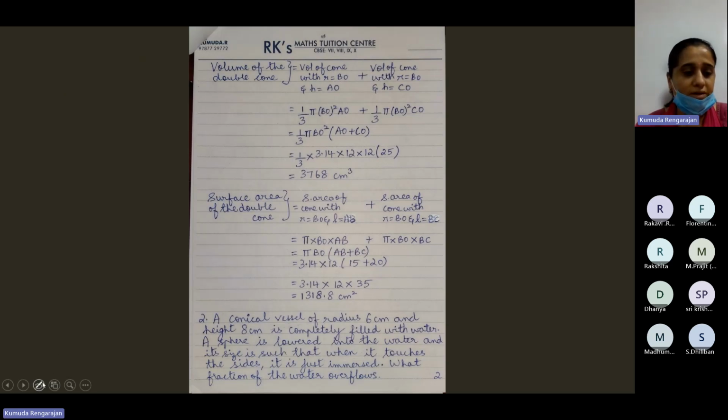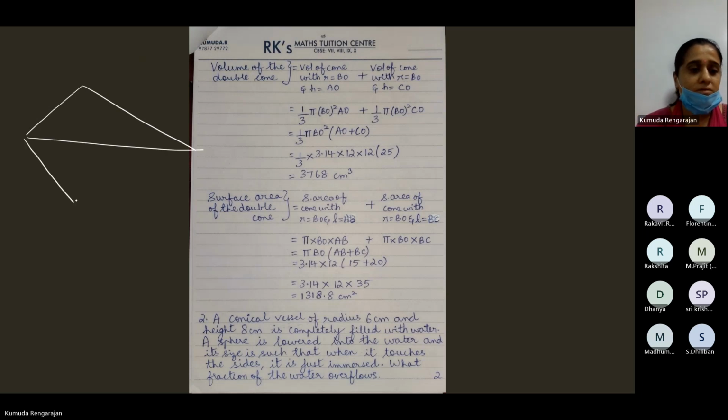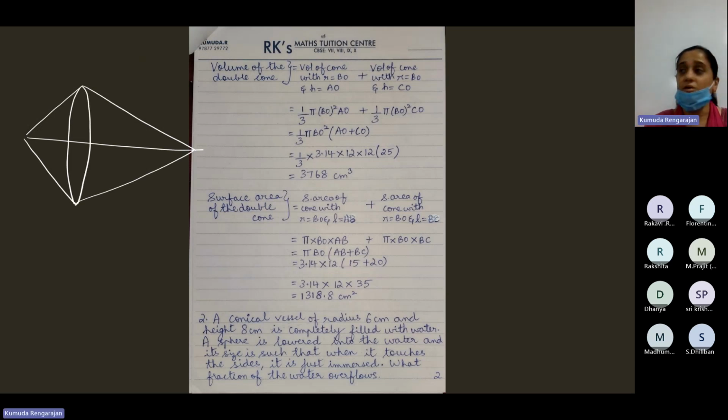I want to draw it like this, but it's too small there. So let's see it like this, children. Please see here. So this is one cone. Can you see that? This is how the cones will look. The two cones stuck to each other like this.